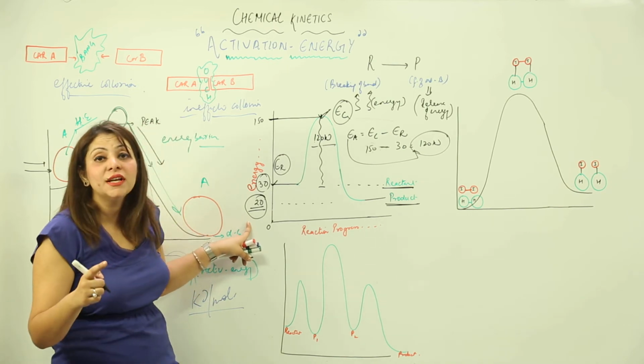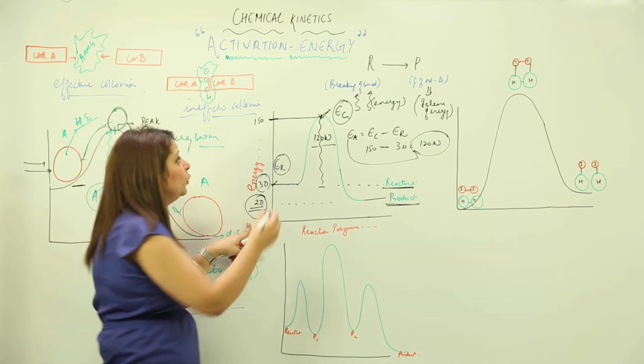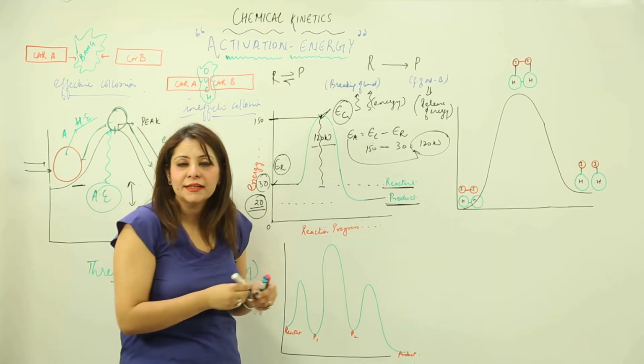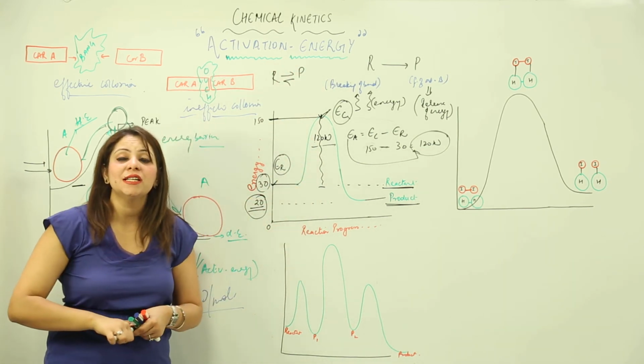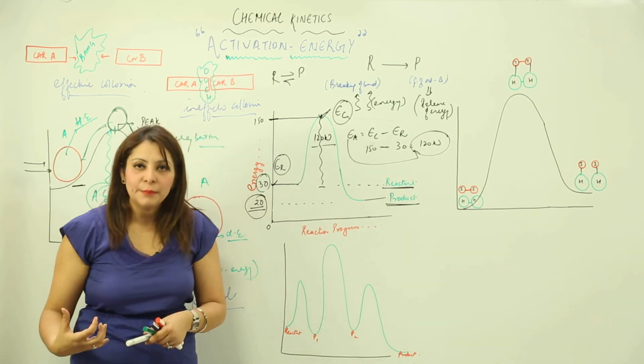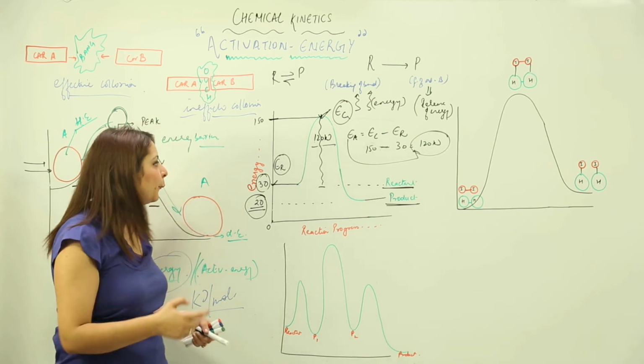Now let us see what the difference is. As we know, the reaction can happen in both ways. It can form the product, it can also form the reactant. So how will we come to know whether the reaction is going to proceed in a forward manner or in a backward manner? This is what I am going to explain to you now.